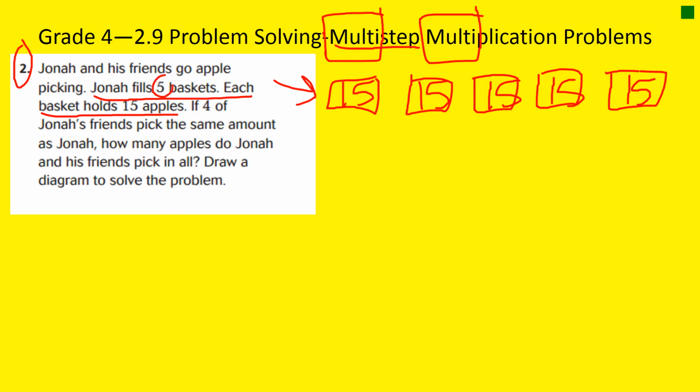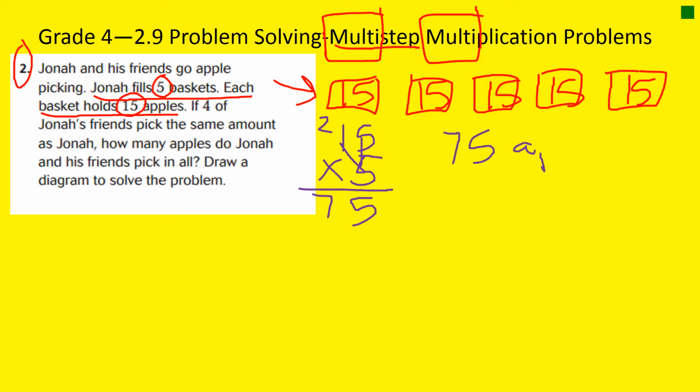So there are Jonah's 5 baskets with the 15 apples in each one, right? So we have 5 sets of 15. Okay? 5 times 5, 25. 5 times 1 is 5, plus 2 is 7. Okay? So Jonah has 75 apples. All right. That was step 1.